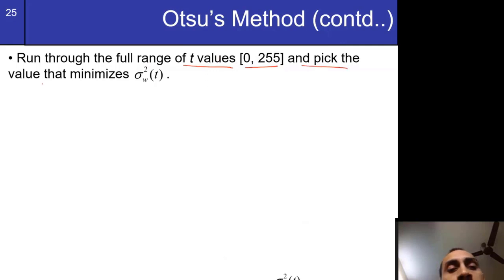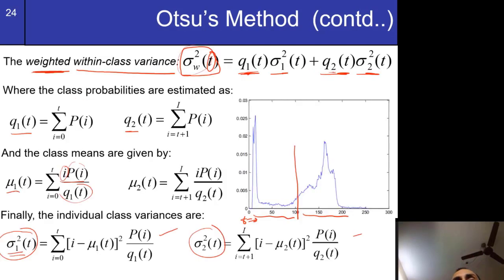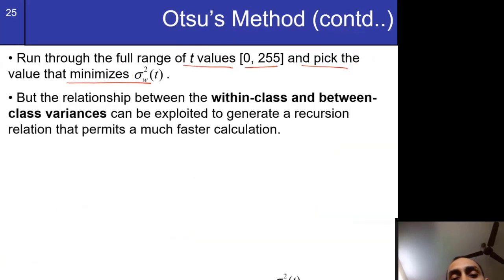So that is the idea. Basically, you run through the full range of t from 0 to 255 and pick that value which minimizes your within class variance. But doing this is going to be a little bit slow in terms of computation, because every time you have to do all these calculations for all locations, it can be a little slow.